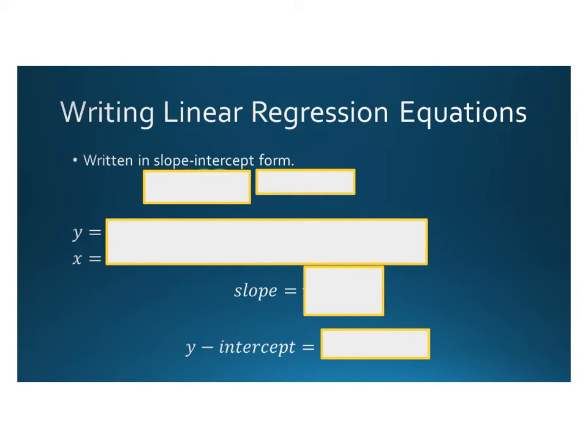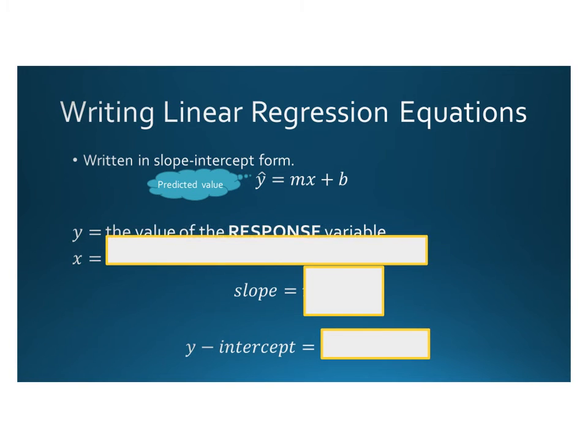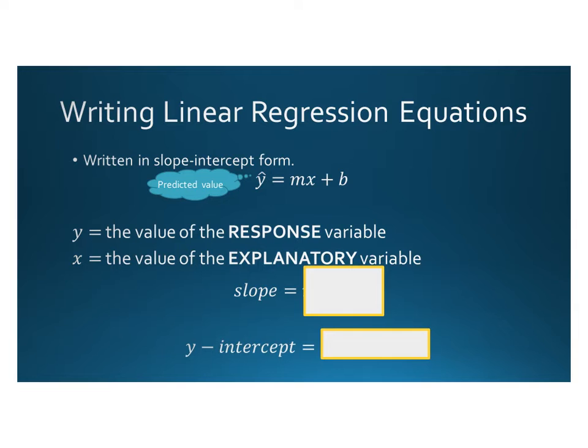So remember linear regression equations? Well, they're written in slope-intercept form. Okay, so this is the equation that we will use. We will use the y hat equals mx plus b. And that y hat, all it is, is our predicted y value. To find the y, remember this is the value of the response variable, whatever on your scatter plot we place on the y-axis. And the x is the explanatory variable, whatever we place along the x-axis.